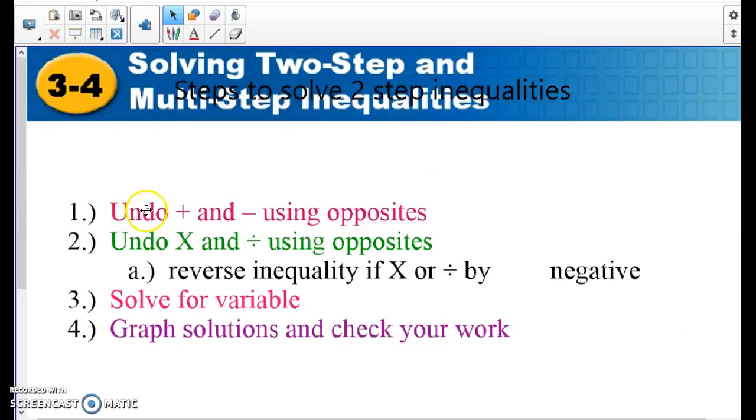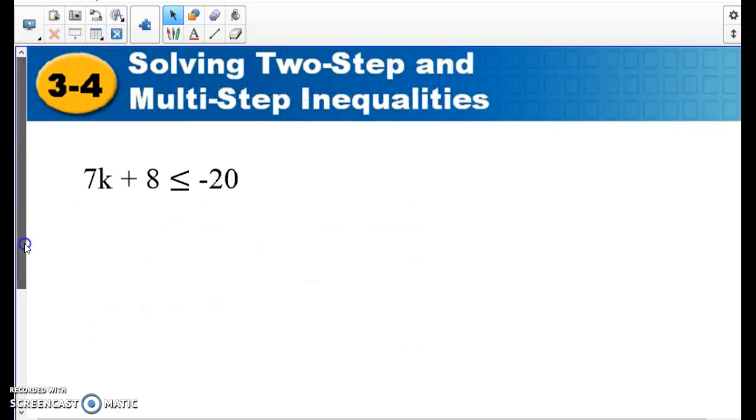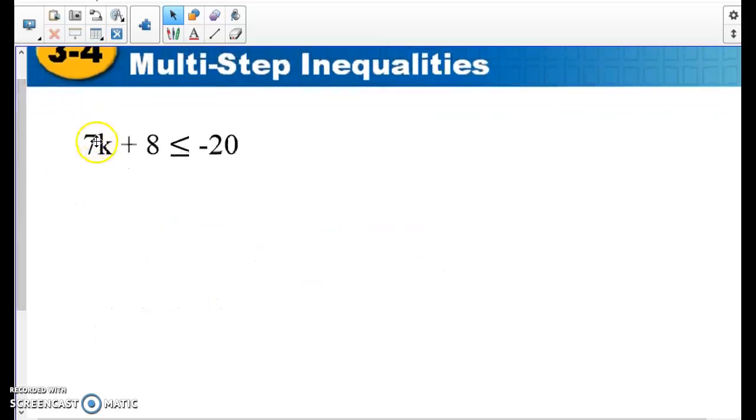So again, we're going to undo addition with subtraction, undo multiplication with division, and then vice versa. We're going to have to graph our solutions this time, so solve for the variable. Since we're graphing, you do have a little bit less for homework then, since it will take you a little longer. So on a problem like this, it says 7k plus 8 is less than or equal to negative 20.